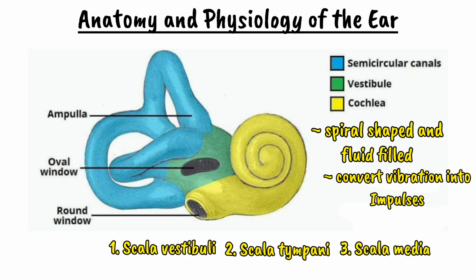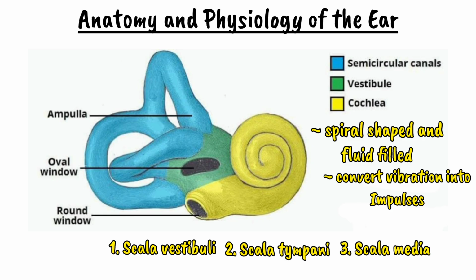The scala vestibuli is filled with perilymph and it receives vibrations from the stapes through the oval window. Then the scala tympani is also filled with perilymph and it carries vibrations to the round window. Then finally, the scala media, also called the cochlear duct, is filled with endolymph and it contains the organ of Corti, the main sensory organ of hearing.